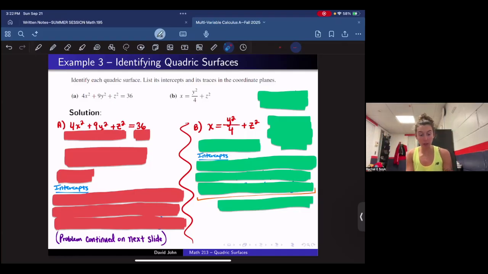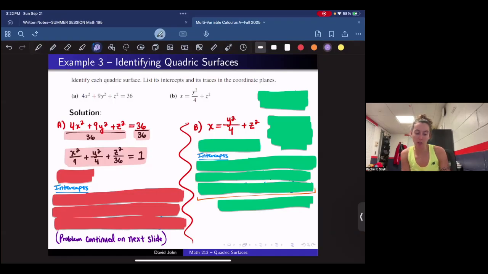So how do we do that? How do we go from 36 to 1? We just divide everything by 36. And so that's what we're doing. When we do that, 4 divided by 36 is just 1 over 9. So we get x squared over 9. And then 9 divided by 36, that's 1 over 4. So we get plus y squared over 4. And then plus our z squared over 36 is equal to 1. Now what quadric surface do we have here? We have an ellipsoid.